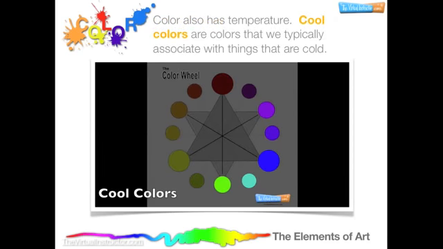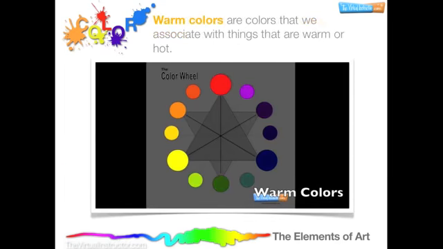Color also has temperature. Cool colors are colors that we typically associate with things that are cold. Cool colors consist of purple, blue-purple, blue, blue-green, and green. Warm colors are colors that we associate with things that are warm or hot. An example of warm colors are red-purple, red, red-orange, orange, yellow-orange, yellow, and yellow-green.